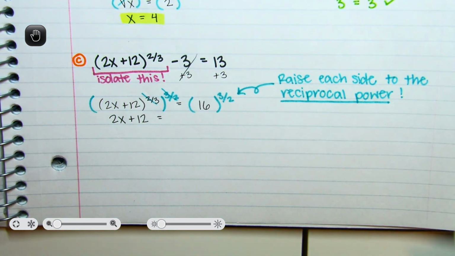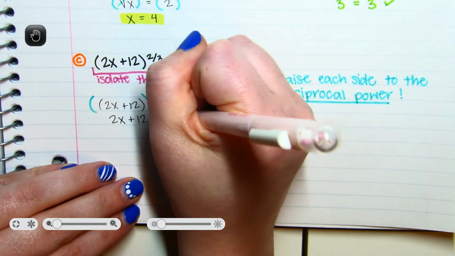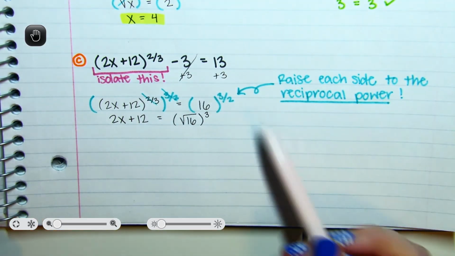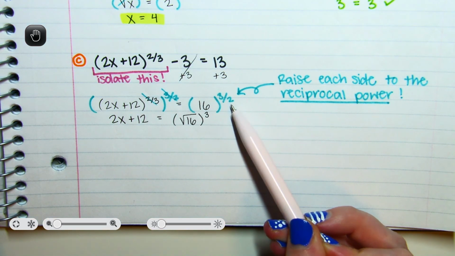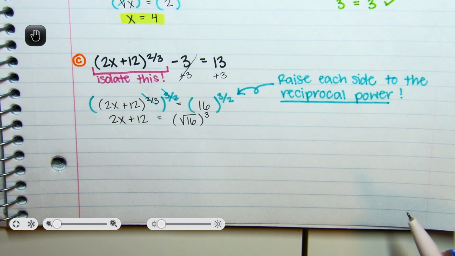This brings in our knowledge from earlier this unit where we have to rewrite this thing as a radical so that we can simplify it. So is this going to be the square root of 16 or the cube root of 16? If you said the square root of 16, you are correct. It will be the square root of 16 raised to the 3rd power. Because remember, the number on the bottom is the index. The number on the top is the power. And if you have trouble remembering that, pull out your notes from earlier in this unit.